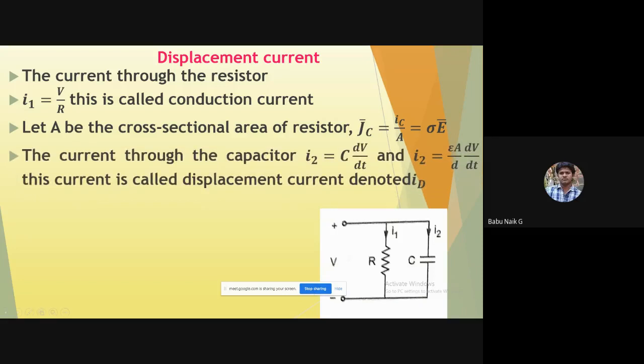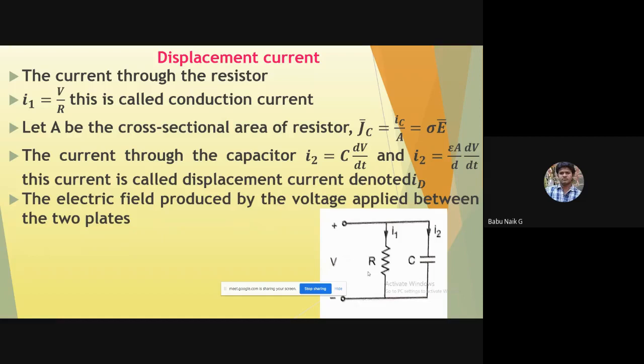Now let us consider the second part, which is the current through the capacitance. The current through the capacitance I2 you can write as C dV/dt. Here we are considering a parallel plate capacitor, with plate area A, distance d between the two plates, and permittivity epsilon between them, so the capacitance is epsilon A by d, times dV/dt. This we call the displacement current, denoted as Id.